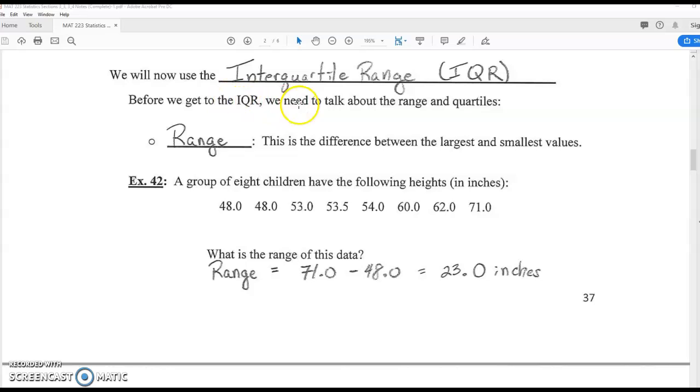So before we get to IQR, we need to talk about the terms range and quartiles. We need to understand what a range is and what a quartile is. So let's talk about range first. That's the difference between the largest and smallest values.